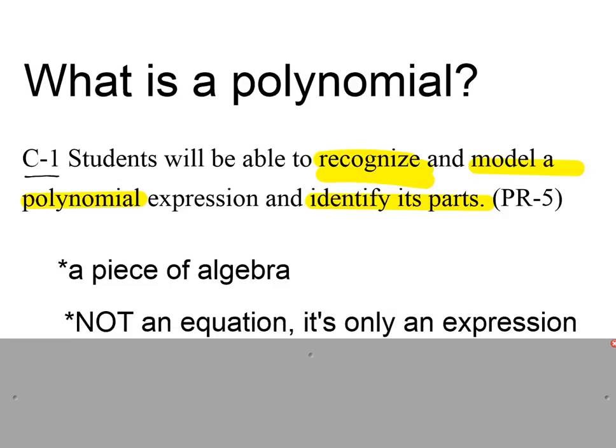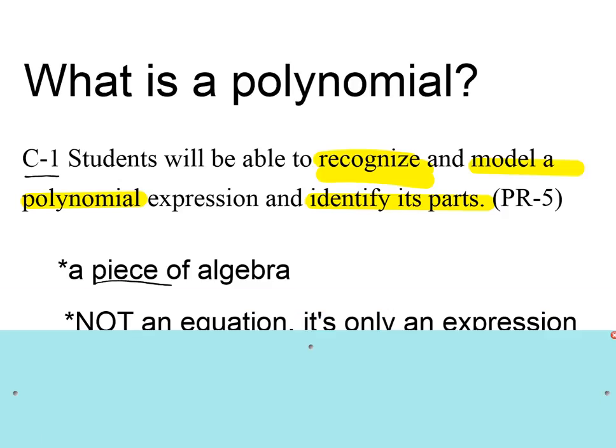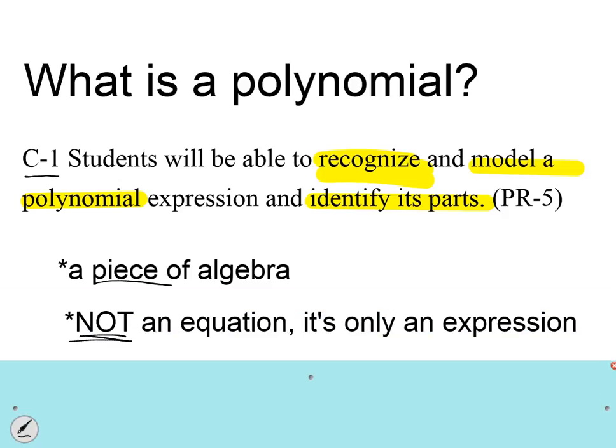To start with, we would consider a polynomial a piece of algebra. And we also consider a polynomial to be something that is not an equation. It's not something you can solve. It's something you can perhaps simplify. It is only an expression. We'll talk later about the difference between expression and equation.